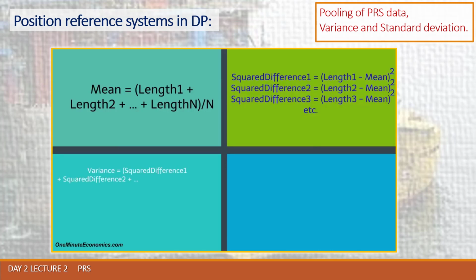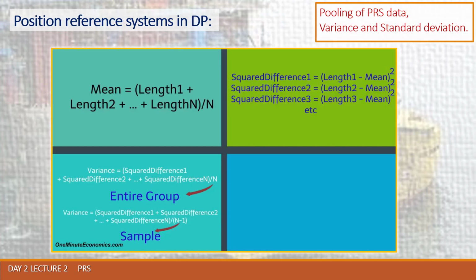3. We once again calculate the mean, but this time the mean of the previously calculated squared differences, and that mean is called the variance. Please note that we divide the sum by the total number of values if the people in question represent the entire group, or if only a sample is picked randomly, we divide by the number of values minus 1.